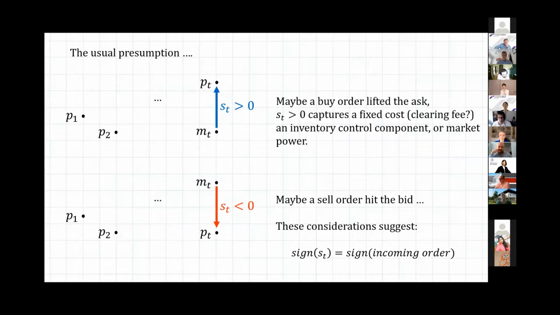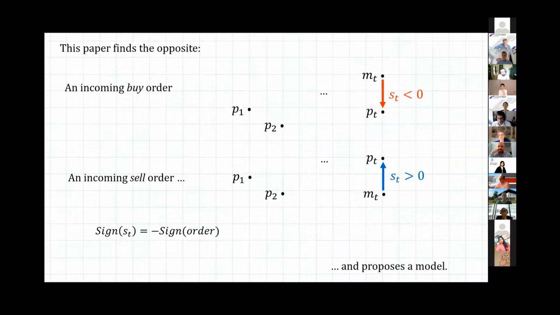But these familiar effects, as Bart's pointing out, suggest that price pressure pushes the trade price beyond the efficient price in the direction of the order. So this paper's finding is that it's the opposite. So for example, if it's an incoming buy order, we'll encounter a situation where the efficient price actually lies above the trade price, and the reverse for the sell order. And it proposes a model.